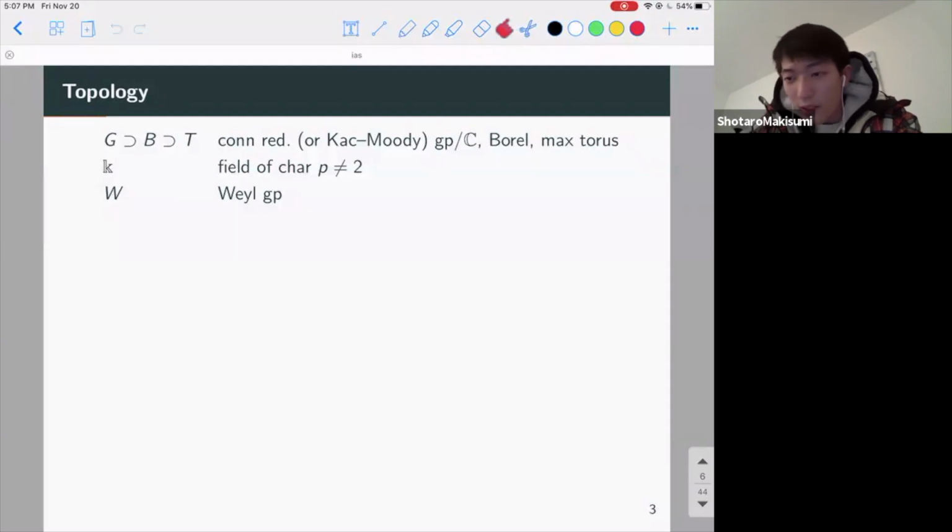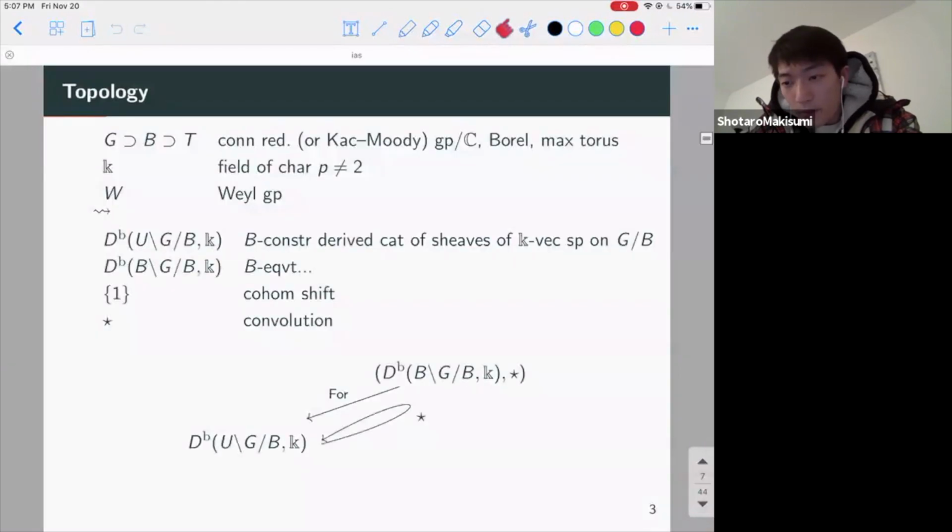And let's take a field of coefficients K. W is a Weyl group. Then G mod B is the flag variety. And on it, you still have the action of the Borel on the left. And so you can consider either the category of B equivariant sheaves on G mod B, or B constructible sheaves on G mod B.